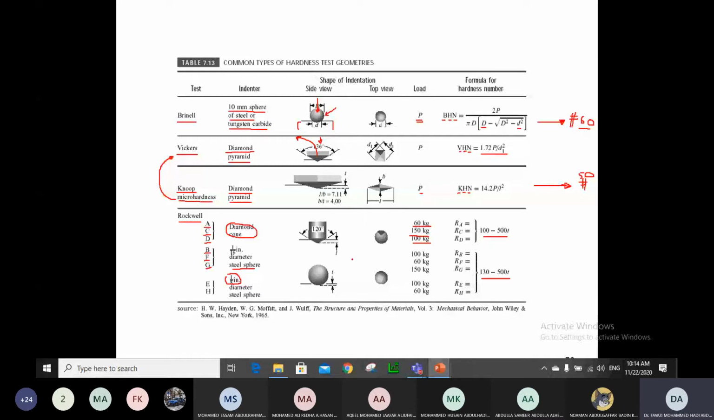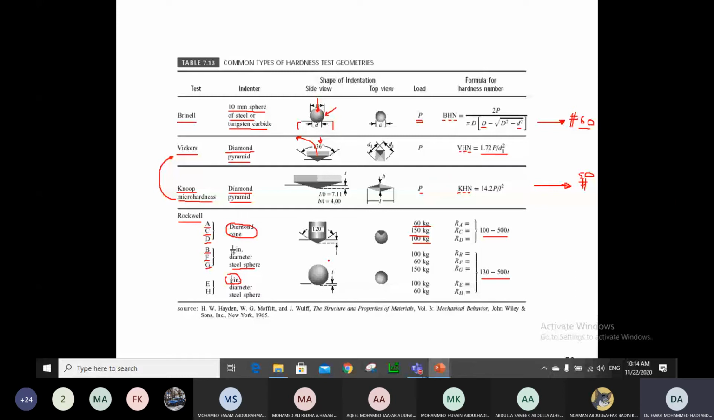And the T is the thickness of the indentation, how deep the indenter penetrated. That is the value of T. As you can see, this equation is completely different from the others, and the loads, of course, are completely different.